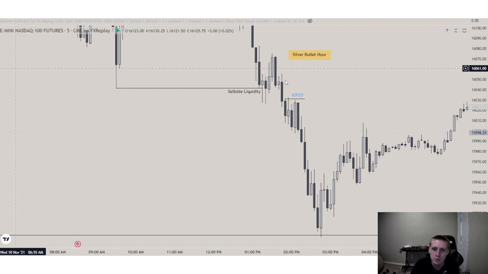And right here is what I want to highlight. We have your silver bullet hour. We have an institutional order flow entry drill into a 5-minute fair value gap at a certain time of the day, at 2 p.m. It isn't a coincidence, really. 2 p.m. right here, boom, fair value gap.